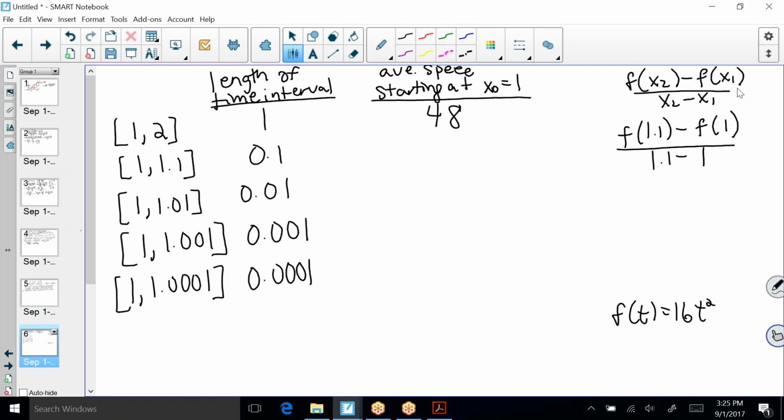So whatever our variable is, we're taking 1.1 and plugging it into this formula. So we have 16 times 1.1 squared minus 16 times 1 squared, and then we're going to divide that by 1.1 minus 1. If you put that into your calculator and do those calculations, this one ends up being 33.6, and that's going to be feet per second. Then go ahead and do the remaining 3 that are on this chart.